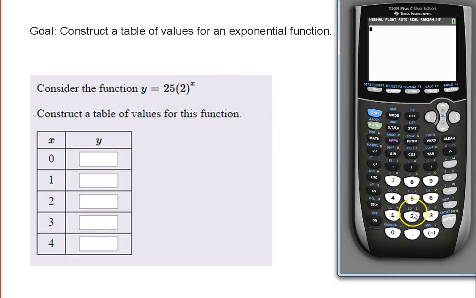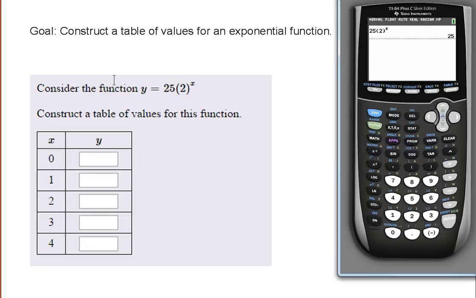X is my exponent. So you can type it in just like this, even with the parentheses. 25 parentheses 2. And then to raise it to a power, you hit the caret button, which is over here. It's like the exponent button. Raised to, and I want the x power, but I'm not going to use x. I'm going to type in 0. If I raise it to the 0 power, I get 25.